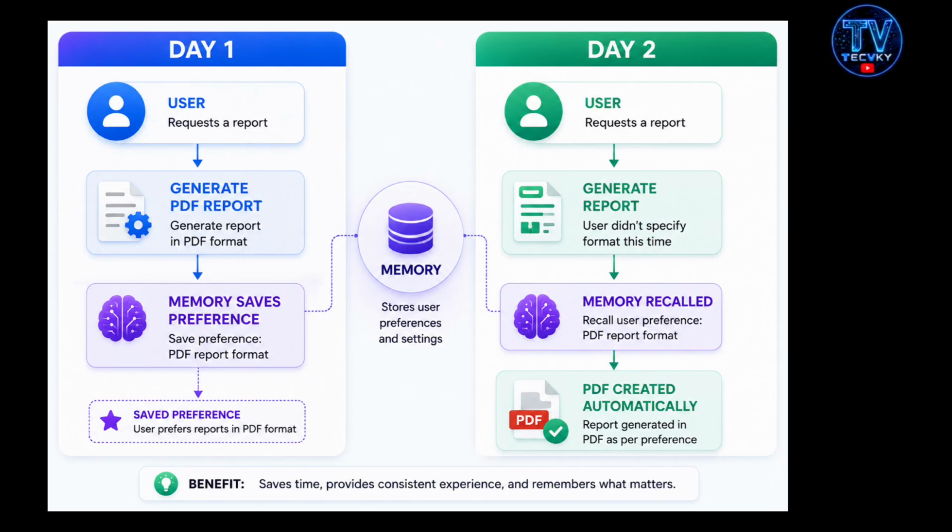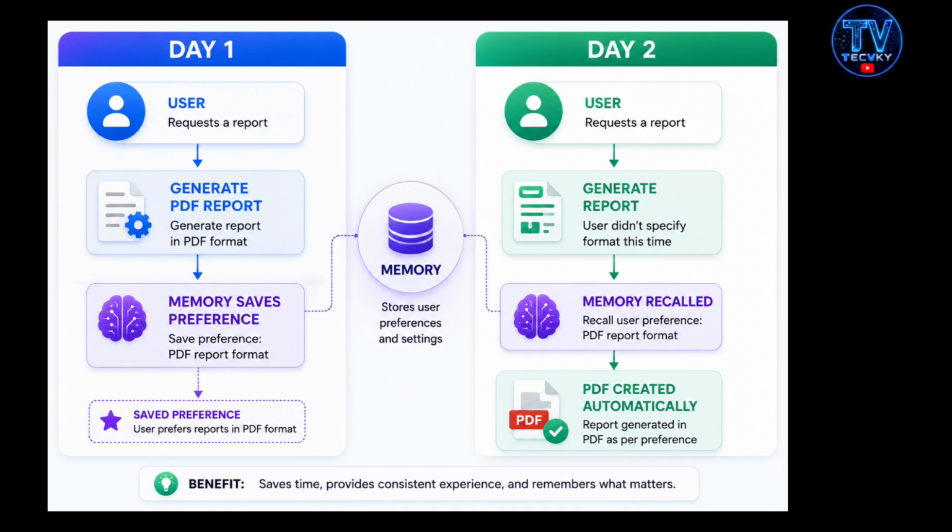Let's see one real-world example. Imagine you interact with an AI assistant every morning. On Monday, you ask to generate a production health report and send it as a PDF. The agent stores this preference in memory. On Tuesday, you simply say generate today's report. The AI already knows which systems to analyze, which format you prefer, and who should receive the report. That's the power of memory.